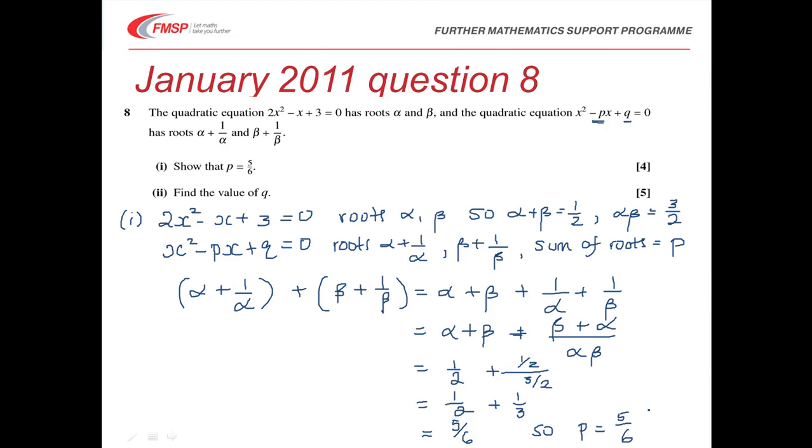So in terms of marks, you do get a mark for writing down alpha plus beta and alpha beta. You then get a mark for these roots here and adding the roots, the sum of the new roots if you like. We then get a mark for substituting in the values, and an accuracy mark at the end for showing that that is equal to 5 over 6.